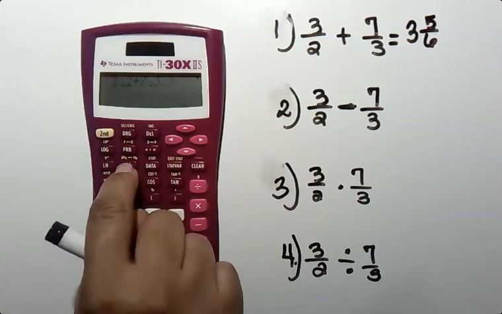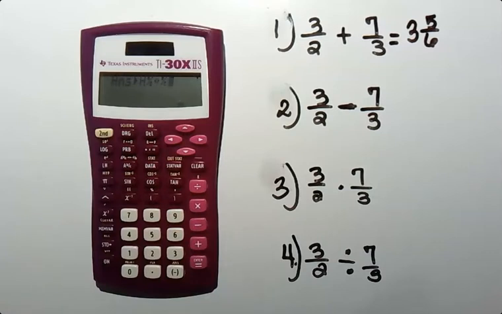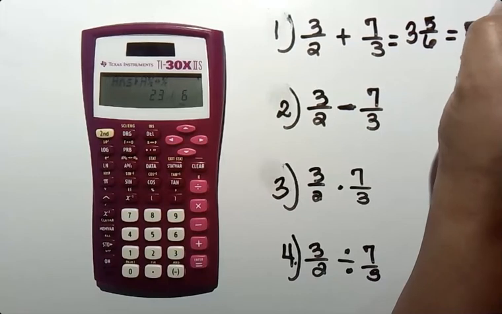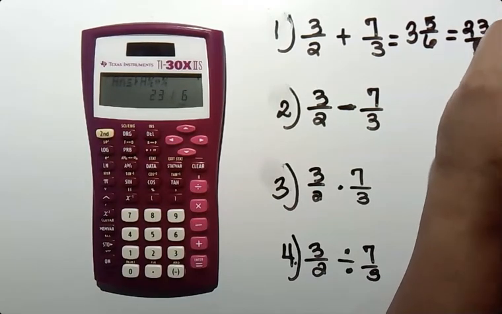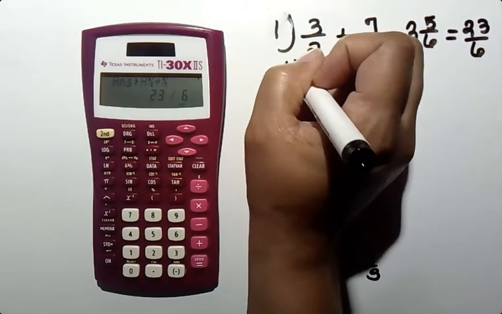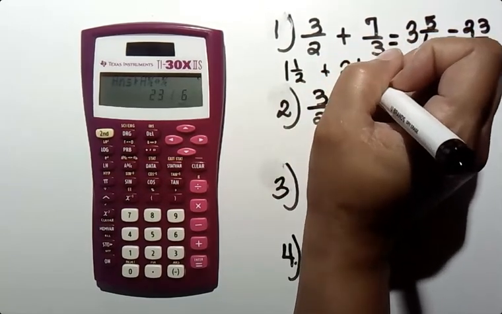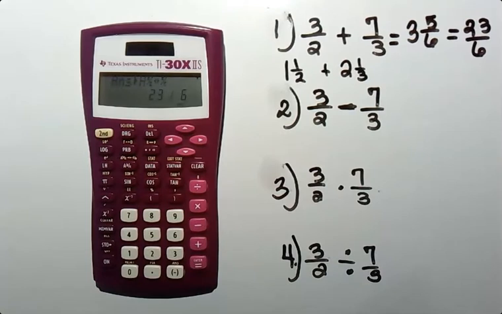So second, ABC, notice it says answer, it's taking the answer and switching it. Once I hit enter, it tells me that that's the exact same thing as 23/6. If instead of this being given to me as an improper fraction, let's say they gave it to me as 1 1/2 plus 2 1/3, how would I have entered it in then?